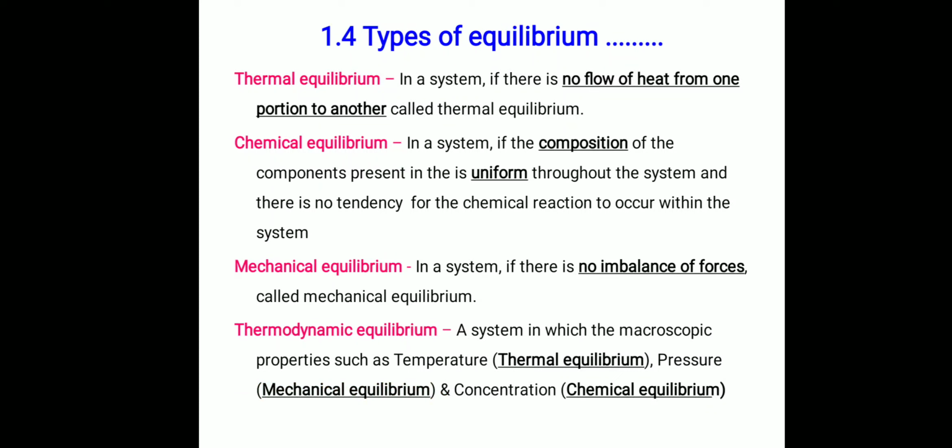Then other types of equilibria are thermal equilibrium, chemical equilibrium, mechanical equilibrium, and thermodynamic equilibrium. In thermal equilibrium there is no flow of heat from one portion to another. In chemical equilibrium, if the composition or concentration is uniform throughout, then it is called chemical equilibrium. In mechanical equilibrium, there is no imbalance of forces or the pressure is constant. If in a system all three are achieved, thermal, chemical, and mechanical equilibrium, then it is called thermodynamic equilibrium.